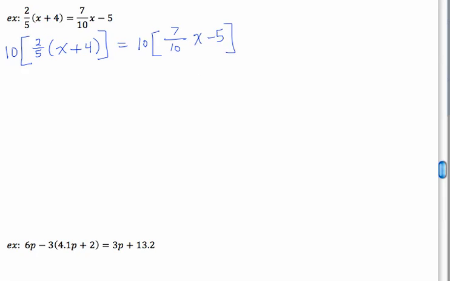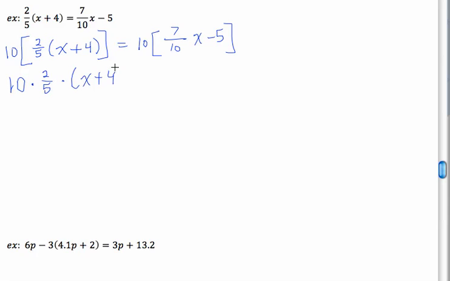Now this is being multiplied. You actually don't distribute here. You don't do 10 times 2/5 and 10 times that right there, because everything's being multiplied. This just is 10 times 2/5 times x plus 4. It's like saying a times b times c, or 5 times 2 times 3. The order doesn't matter. So I could just write it like this if I wanted to: 10 times 2/5 times parentheses x plus 4.